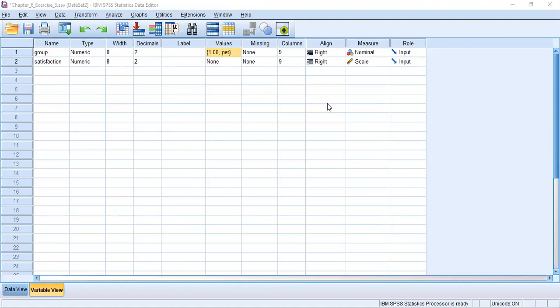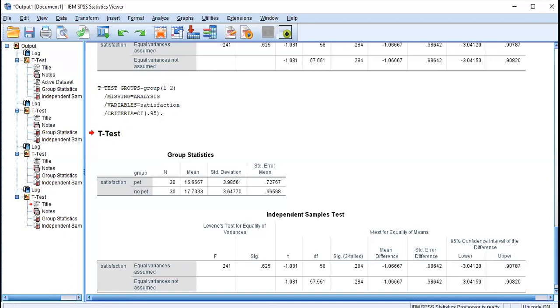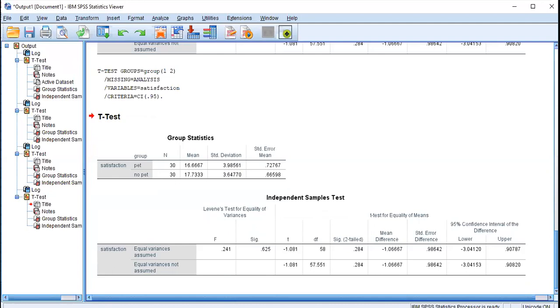I'm sharing the output file for you now. So here we are, this is the answer we have got: satisfaction for people having a pet or no pet. We have got 30 respondents in each case, the means being 16.67 and 17.73, with standard deviations of 3.98 and 3.64 respectively. So that's the data we have got.